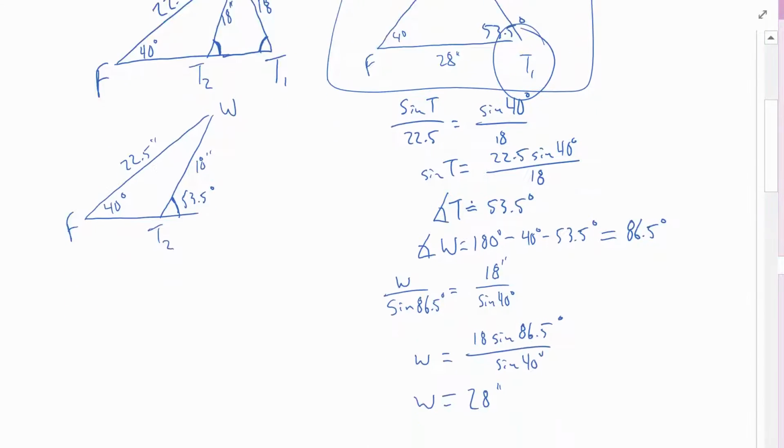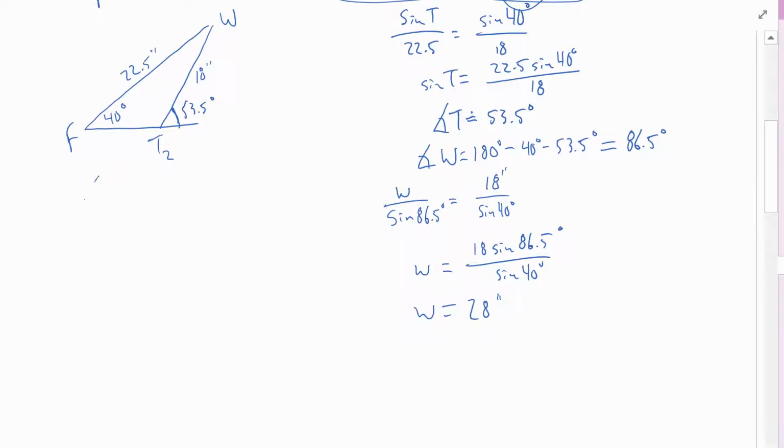So to get angle T2 on this triangle, we're just going to say that angle T is 180 straight line minus 53.5. 53.5 is the reference angle here. This is like a second quadrant angle. 180 minus 53.5 is going to be 126.5 degrees.